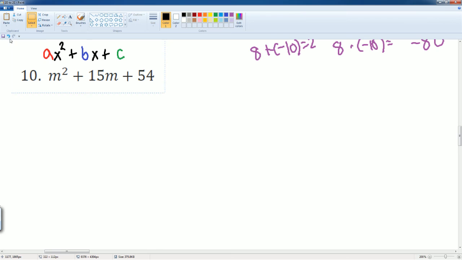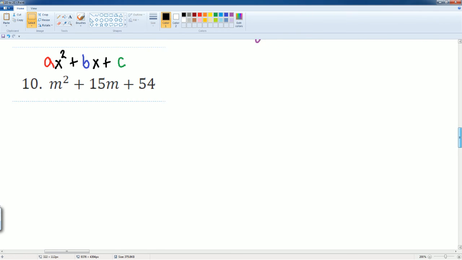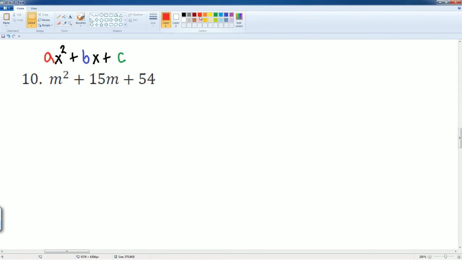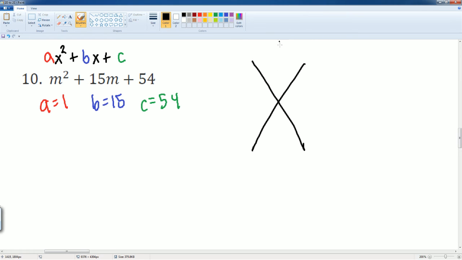All right, let's just grab this, move this down to stay organized and clean. We have A is equal to 1, B is equal to 15, and C is equal to 54. Since A equals 1, we can use the P and Q method to find it. We draw an X to organize it.